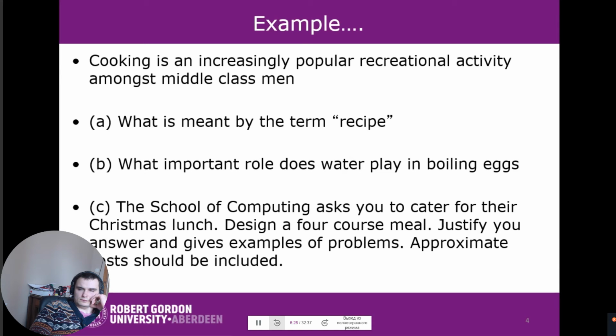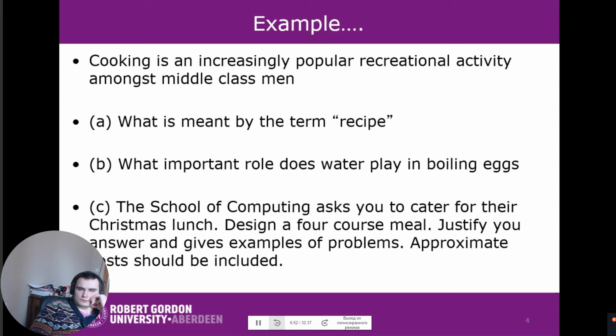Again, bookwork, okay, 5 marks. And then comes the headroom. The School of Computing asks you to cater for their Christmas lunch. Design a 4-course meal, justify your answer, and give examples of problems that you might experience. Approximate costs should be included.